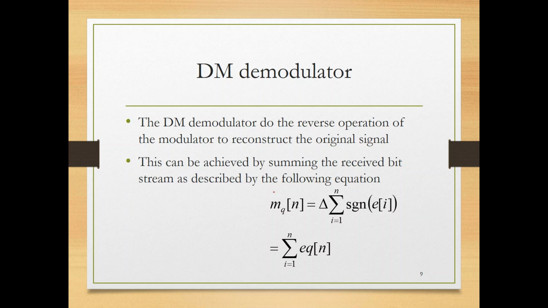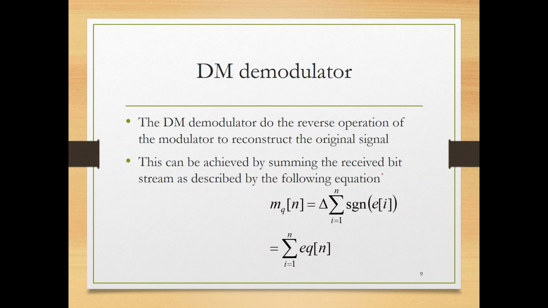The demodulator on the receiver side does exactly the reverse. For example, you receive your message 0 and 1, 1 and 0. When you see 1, this means that you go up by plus delta. When you receive 0, you go down by minus delta. And then you smooth: you pass the signal to a low pass filter so that you can get a smooth received signal.